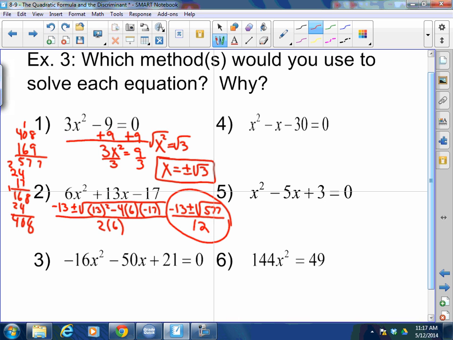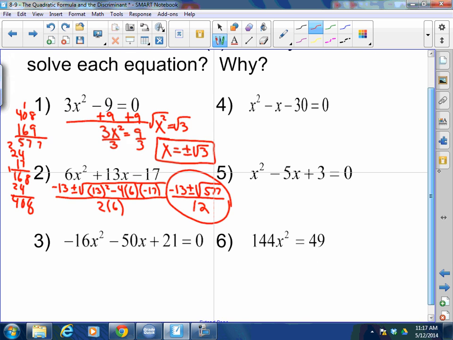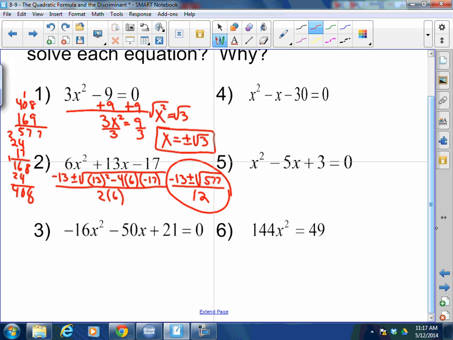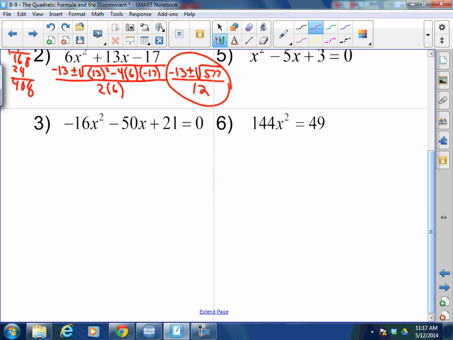Okay, how about number 5? Which way do you think we would do? Come again, guys? I'm sorry. Why am I going 5? Hello, Mr. Morrow. Number 3, yes. What do you think? Oh my goodness, yes. Look how ugly these numbers are.